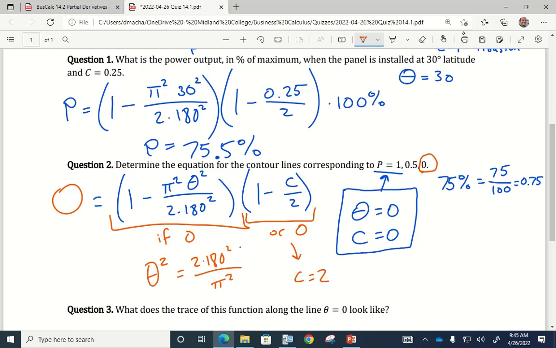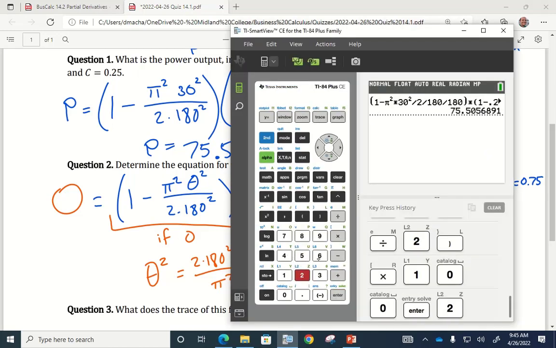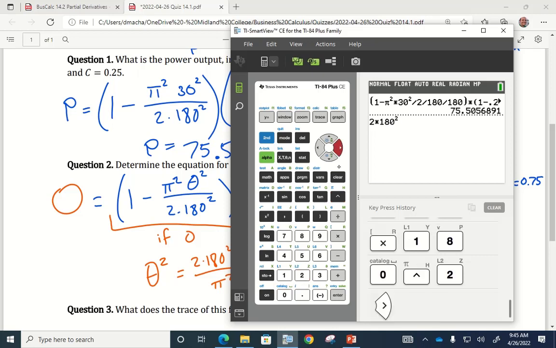So let's see if either of these might actually happen in any sense. What would be 2 times 180 squared over pi squared? 2 times 180 squared divided by pi squared. So that is 6,565.